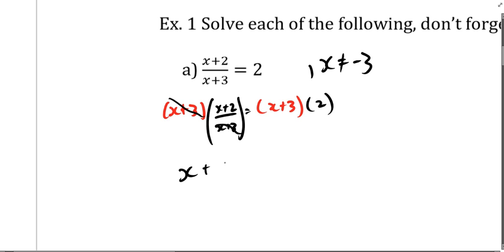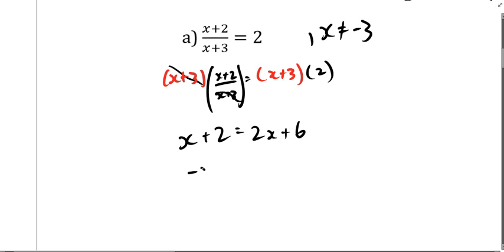The rest of this is just a linear equation, grade 9 stuff, super simple. Okay, so subtract 2x from both sides, I get negative x. Subtract 2 from both sides, I get 4, and x equals negative 4. Does that look good?